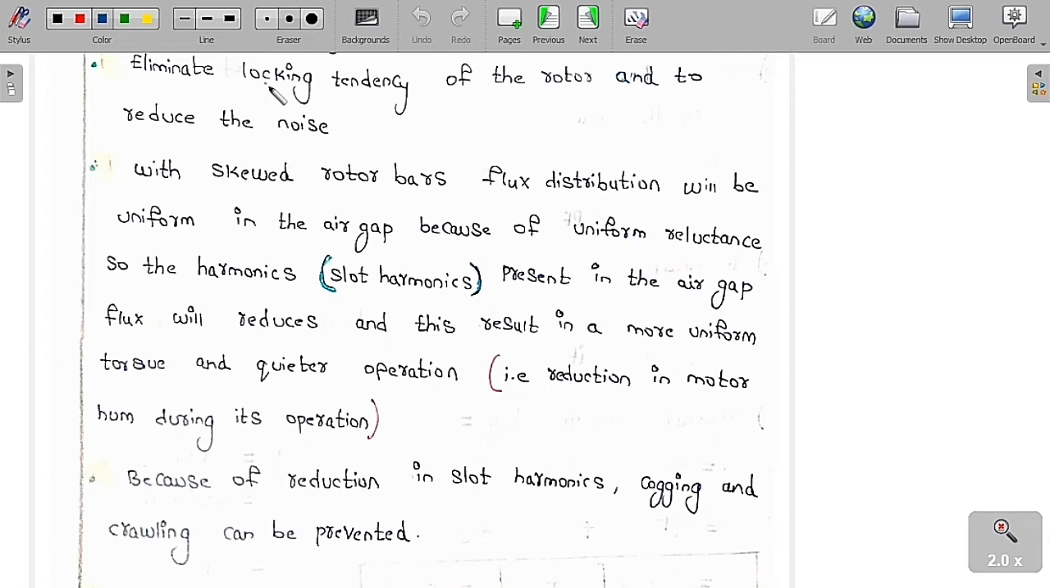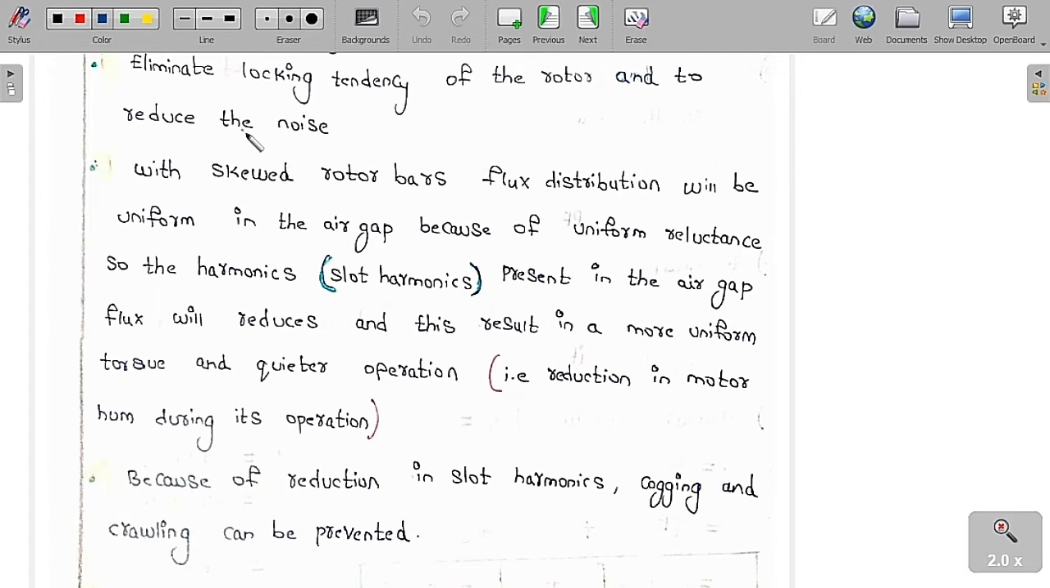So the slot harmonics present in the air gap flux will reduce, and this will result in a more uniform torque and quieter operation, that is, reduction in motor humming during its operation. Because of the reduction in slot harmonics, cogging and crawling can also be prevented. I have already told you all these basic reasons in the synchronous motor concepts.